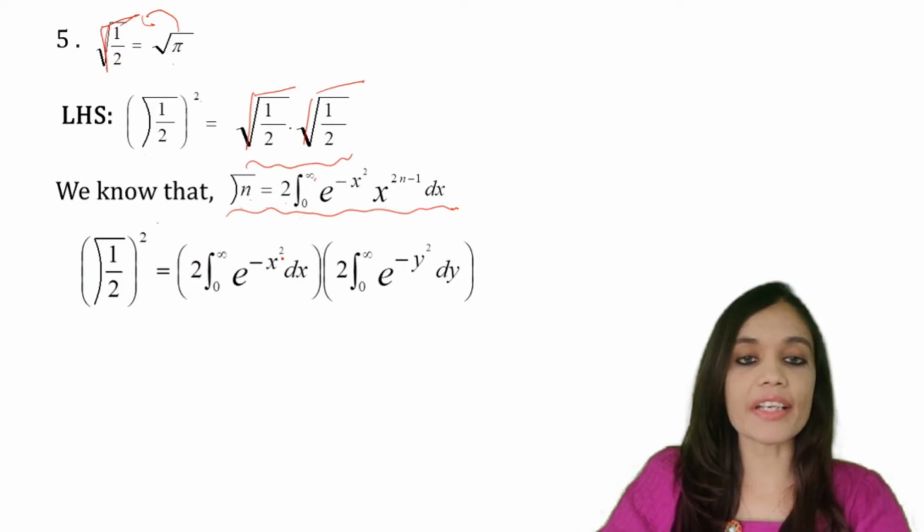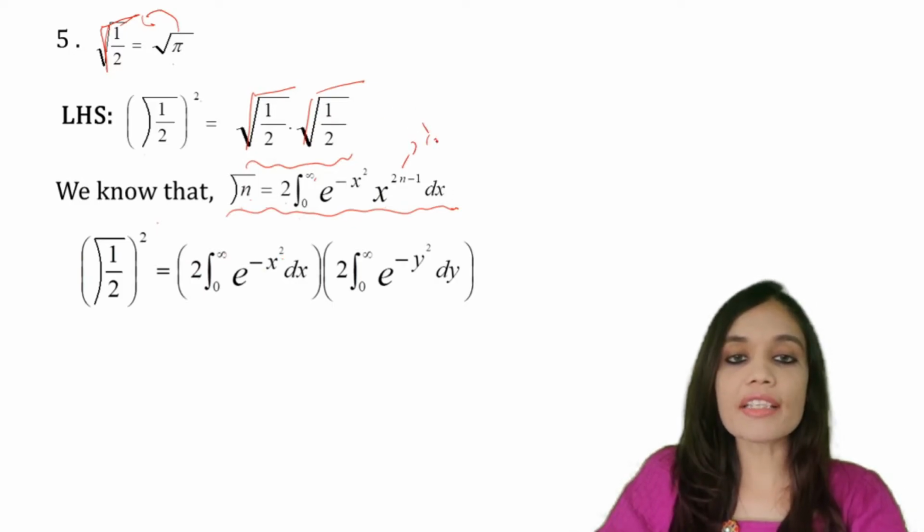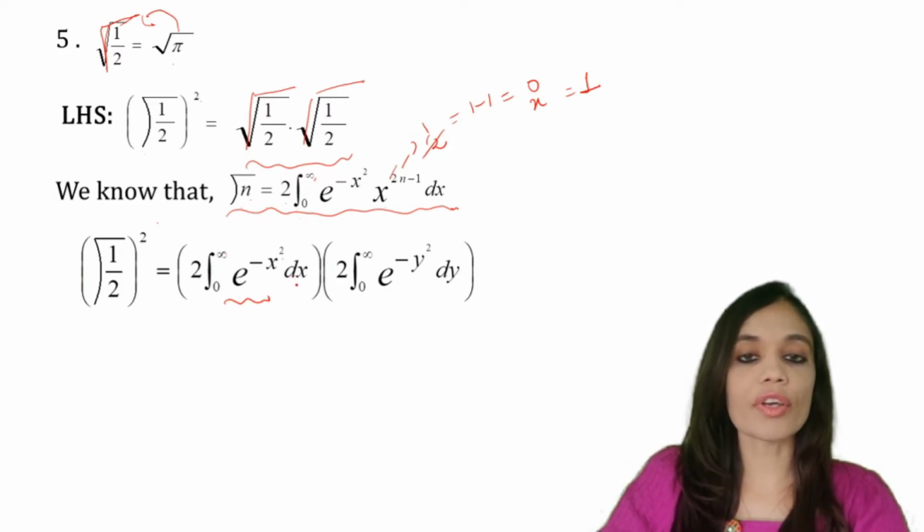So your gamma half whole square will be equal to 2 times integration 0 to infinity e raised to minus x square. If you put n as half, the 2 and 2 will get cancelled out, and 1 minus 1 is 0. So x raised to 0 will be 1, right? So only what will remain? e raised to minus x square dx.